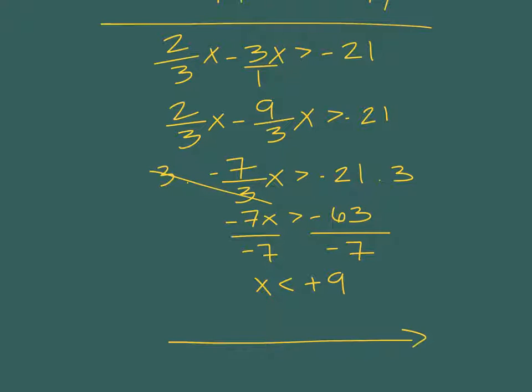From here, I draw my graph, so I have 0, 1, 2, 3, 4, 5, 6, 7, 8, 9. I put an open circle at 9. And then I draw the arrow moving to the left because it's all numbers that are less than 9. And that is my solution set.